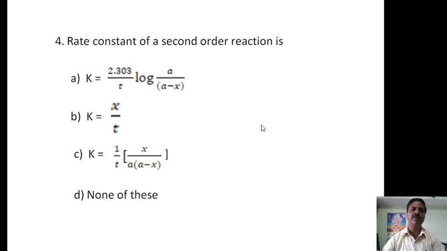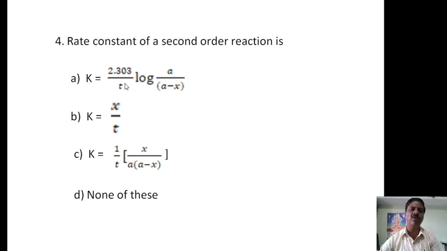Now the answer for this question will be C, because you already learnt about the velocity constant of a second order reaction. You derived the equation, k is equal to 1 over t into x divided by a into a minus x. This equation you have already derived, and it is concerned with the second order reaction.